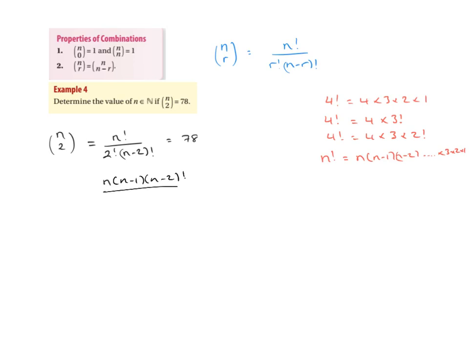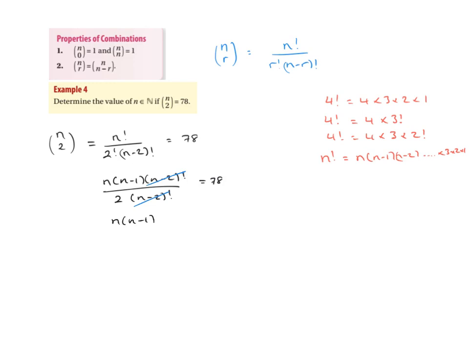The reason I've done this is that when you look at the bottom, you can see that what I have in a bracket is n minus 2 factorial. Now, I can rewrite 2 factorial as 2, because 2 factorial is just 2 times 1, which is 2. And don't forget, that is still equal to 78. That means now we have n minus 2 factorial on both the top and the bottom, which means they are going to cancel out.